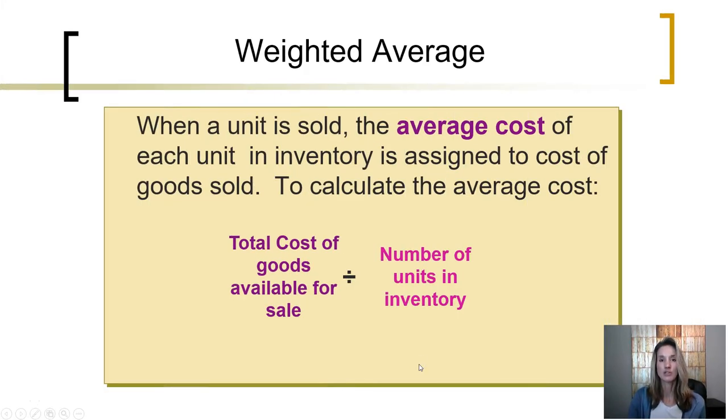So when we are going to apply the weighted average method, we need to understand how to assign or calculate an average cost of the units of inventory on hand at the time the sale is made. In order to calculate the average, we are going to take the total cost of the goods that are available for sale at the time the sale is made and divide by the number of units in inventory at the time that the sale is made.